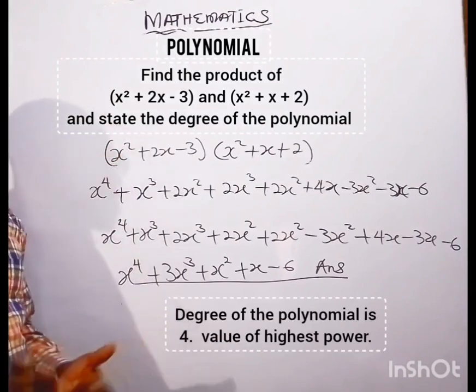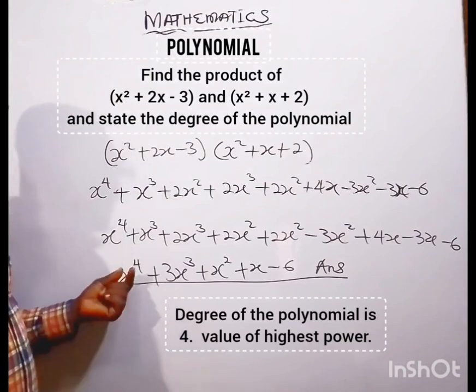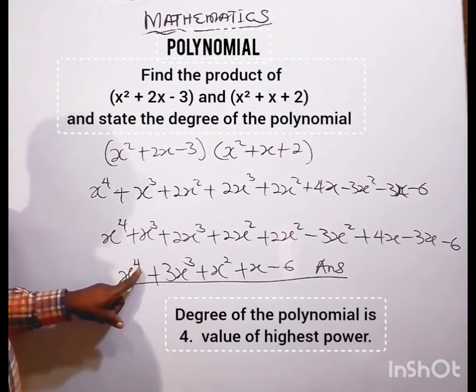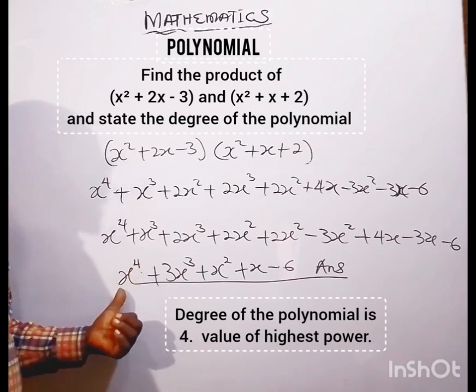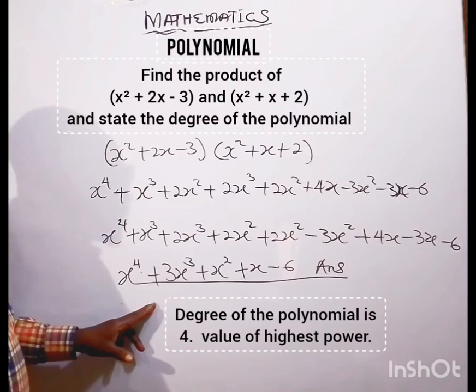Then we are also asked to find the degree of this polynomial. The degree is the highest power that we have here. The degree of this polynomial is definitely going to be 4th degree, as we have it here.